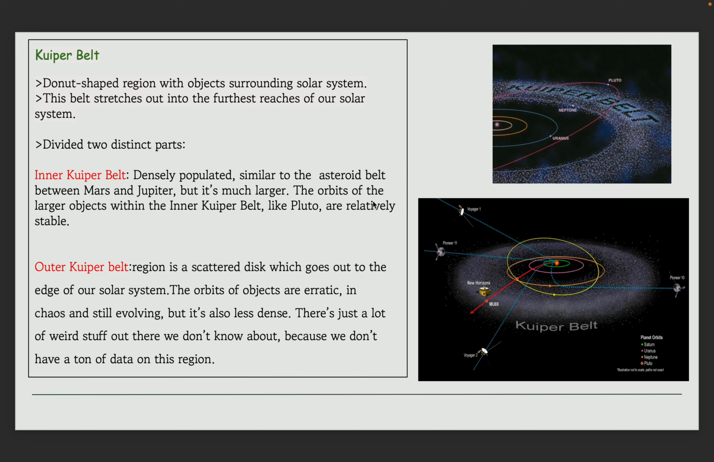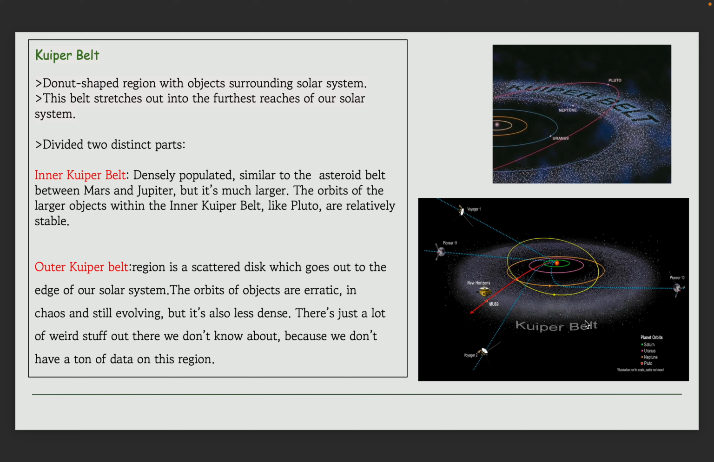And the other belt in the solar system is the Kuiper belt. The Kuiper belt is a donut-shaped region with objects surrounding the solar system. This belt stretches out to the farthest reaches of our solar system. This Kuiper belt stretches from after Neptune. So you can see it is a donut-shaped region. This picture does not give you the full idea, but this will be a donut kind of thing.